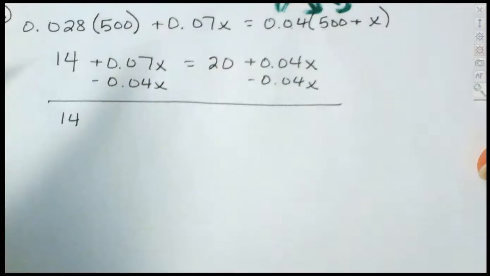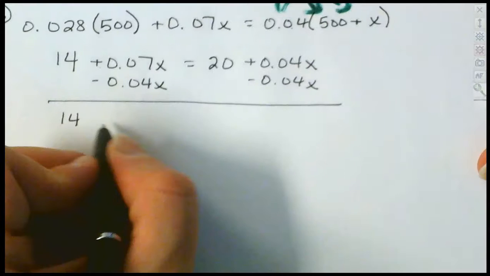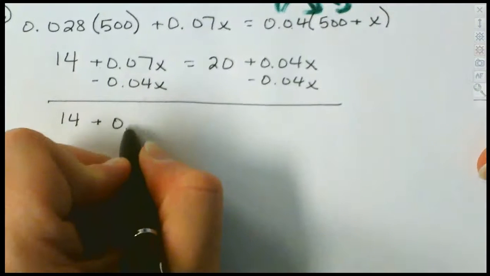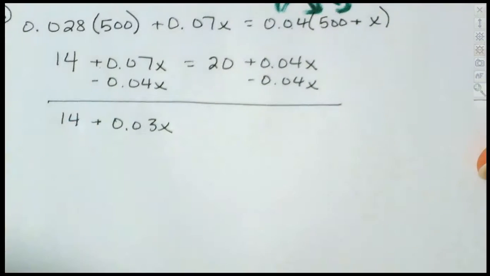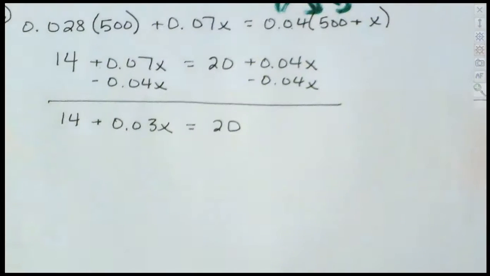And those are going to subtract from each other. The 0.07 is larger, it's positive. So that's going to be a plus 0.03x. And you can use a calculator if you want to. And that equals now 20.